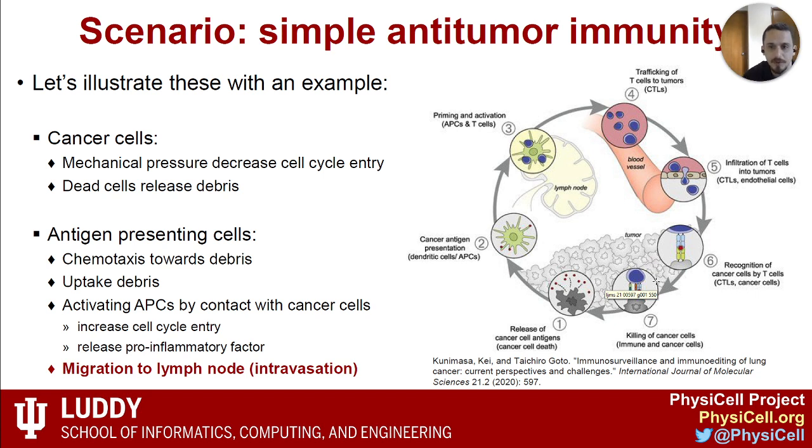So for that, we are modeling simplistically here. We are just using 3 cells. For the cancer cells, we consider a classical mechanical pressure that decreases cell cycle entry. The dead cells release debris. We consider the antigen-presenting cells. Those antigen-presenting cells do chemotaxis toward the debris, uptake the debris, and do the process of activation when in contact with the cancer cells by increasing cell cycle entry and releasing pro-inflammatory factor. After activating, some of them migrate to the lymph node for the process of activation.